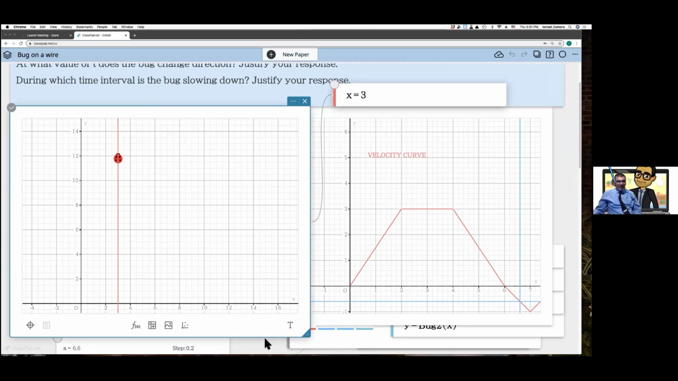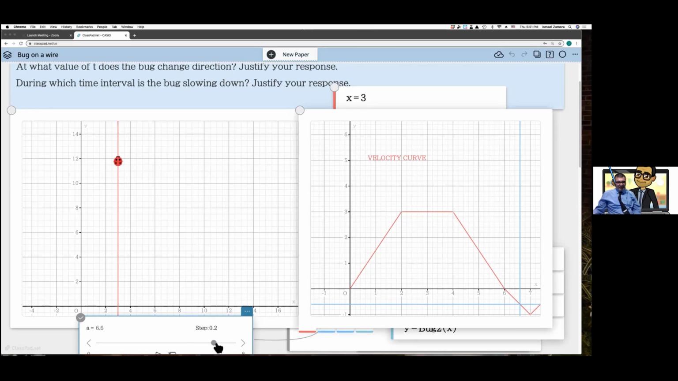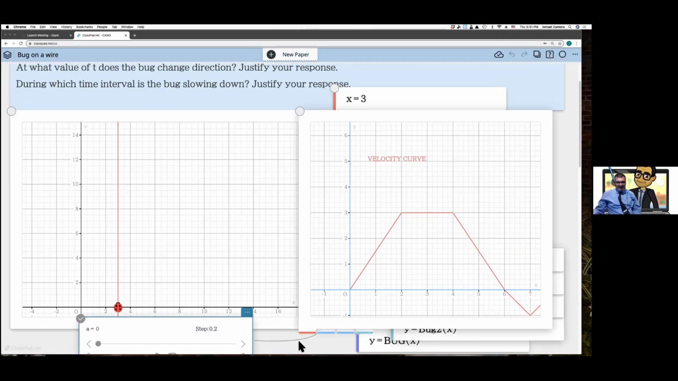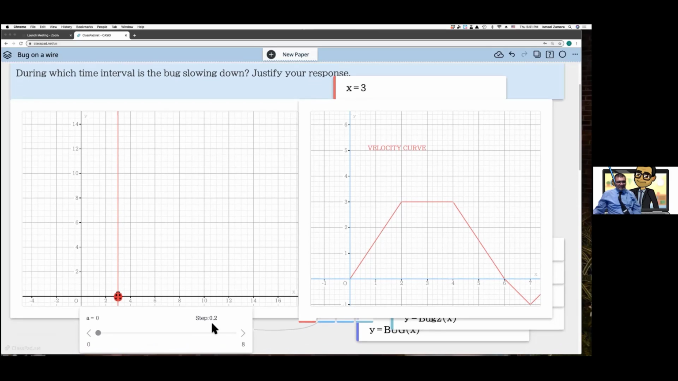So the bug on the wire. Anytime students see a velocity curve, they have a hard time translating that to motion. So let's actually do it so that I can talk about how the motion of the bug is related to its position on the velocity curve, in this case, or velocity set of lines. I'm going to move my slider a little bit.